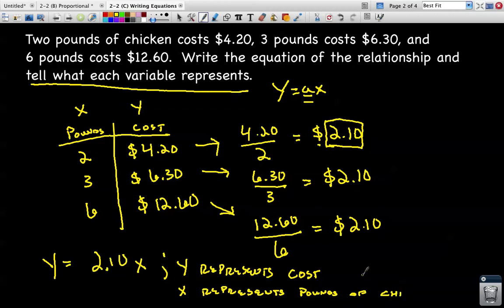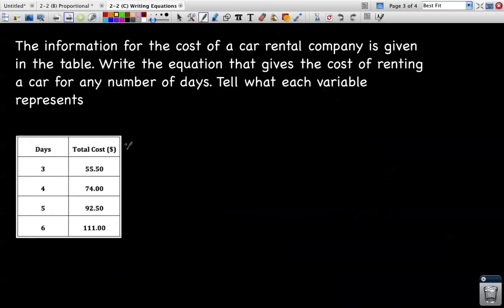All right, let's look at one more, and then I think that'll be it for this video. We'll keep this one nice and short. The information for the cost of a car rental company is given in this table right here. Write the equation that gives the cost of renting a car for any number of days. Tell what each variable represents.